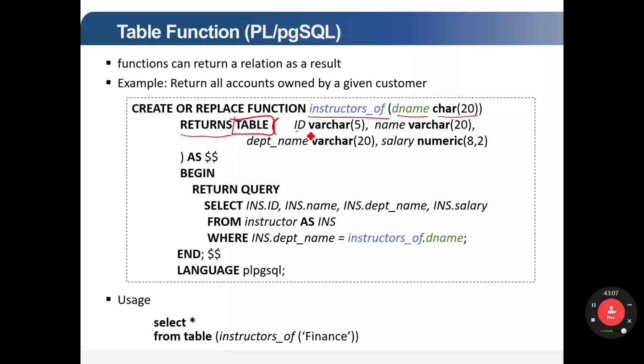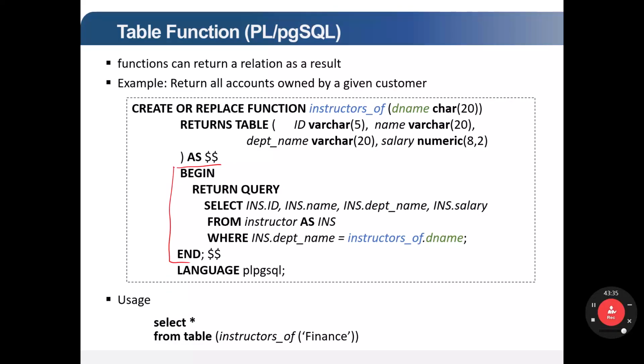So it has 1, 2, 3, 4 attributes. And the attribute names are ID, name, department name, and salary, and their types follow those attribute names. Okay. And then the function body starts from here and ends here.